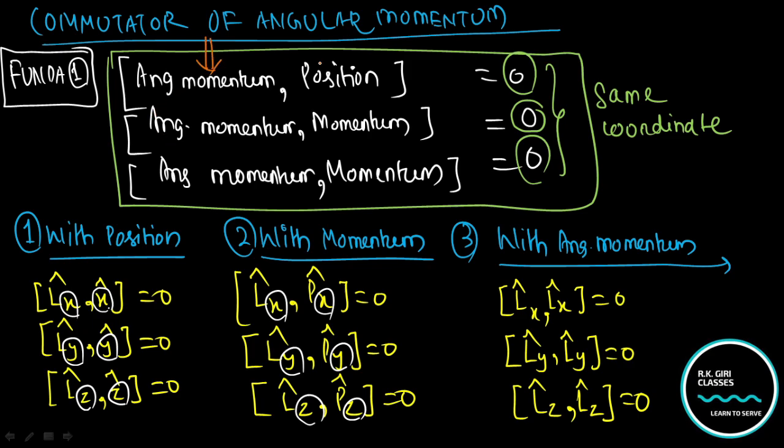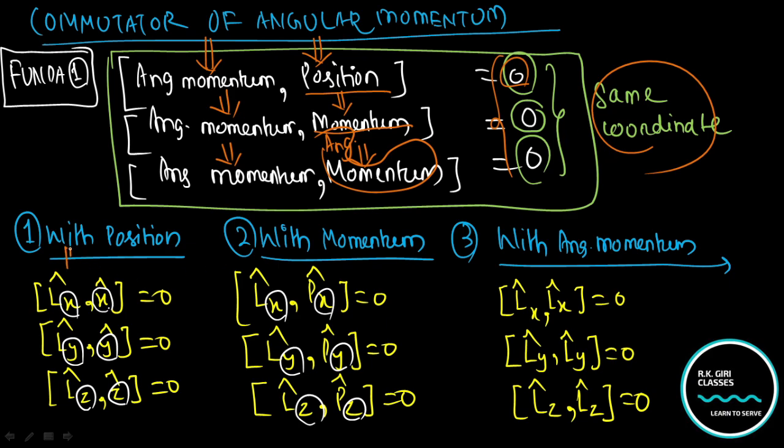If you have angular momentum with position, angular momentum with momentum, and angular momentum with angular momentum, when they are observed in a commutation operation, the result will be 0 if they have the same coordinate. For example, this is angular momentum with position, this is angular momentum with momentum, this is angular momentum with angular momentum. This is the same coordinate, this is the same coordinate, this is the same coordinate, so the result is 0.